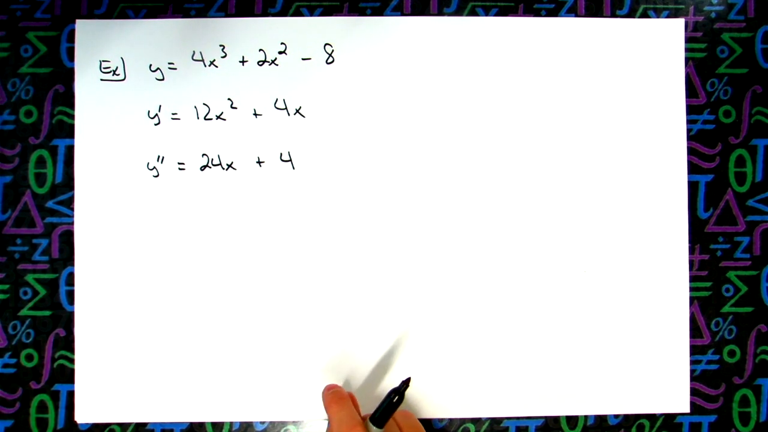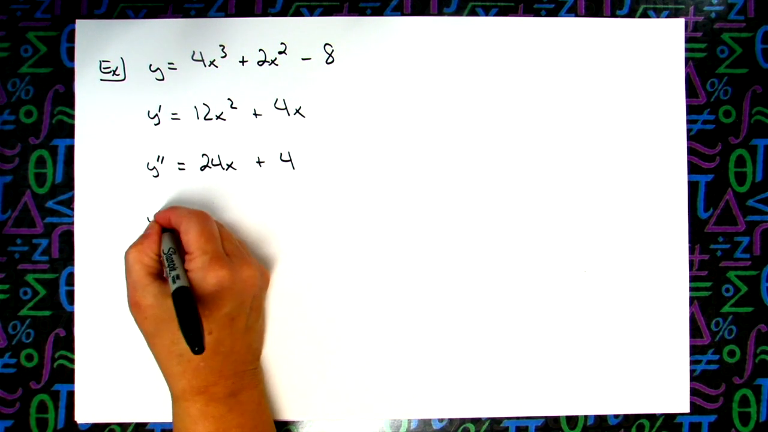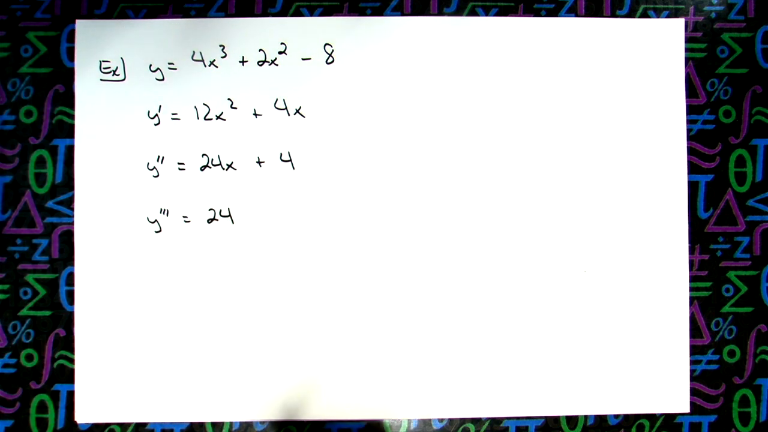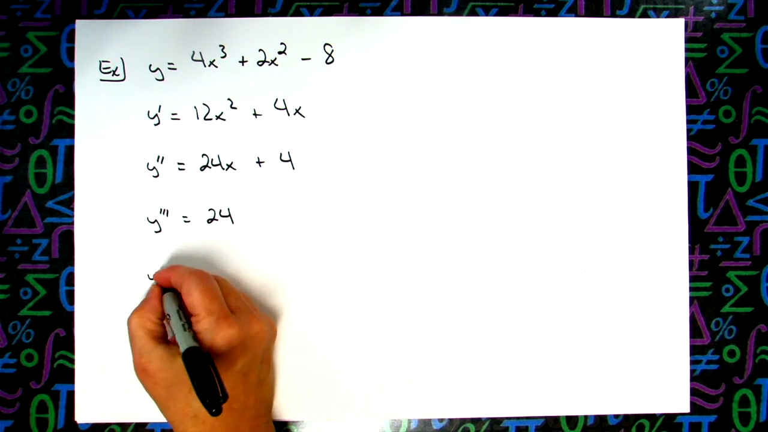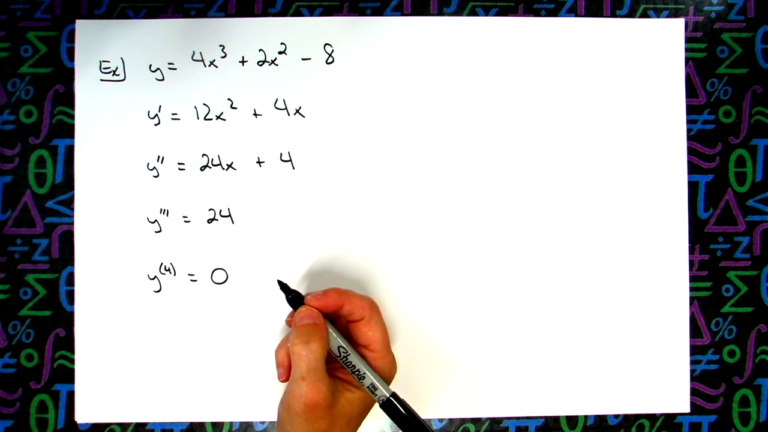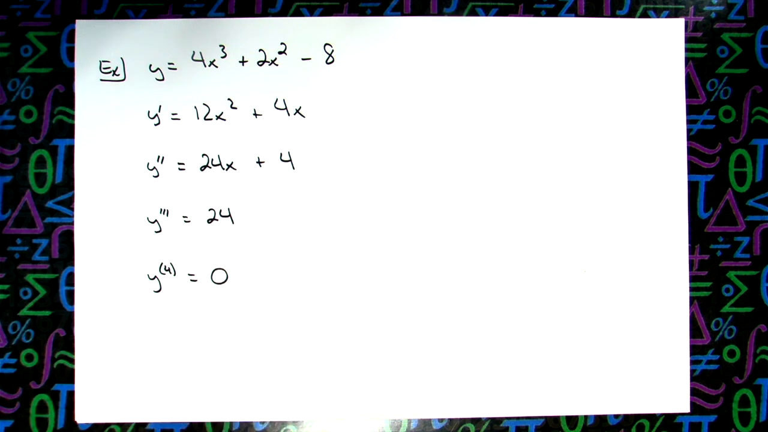Could I do it again? So third derivative, 1, 2, 3. That's going to be 24. Could I do it again? Yeah. This will be a fourth derivative, and it'd be 0. And so the directions are just going to say, find the second derivative, find the third derivative. And you just got to do it over and over and over. So that's just straight power rule.